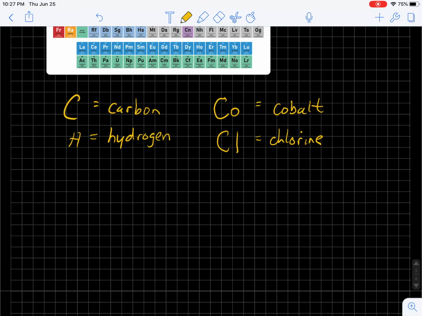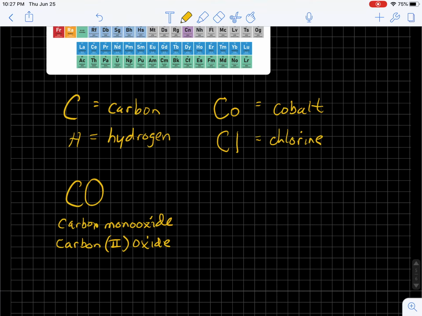Now be careful with some of this. You have to make sure that you distinguish between capital and lowercase, because if you write cobalt and you write capital C, capital O, that's not correct. This is actually a compound called carbon monoxide, and it consists of one carbon atom, one oxygen atom. Actually, we're going to learn that the IUPAC, International Union of Pure and Applied Chemistry, called this carbon(II) oxide, Roman numeral 2. We'll get into that in another video.